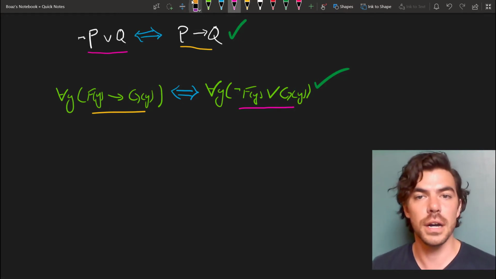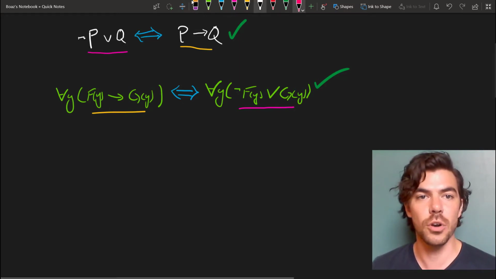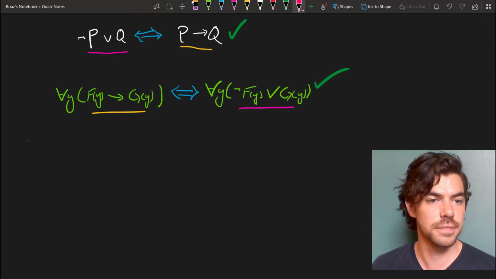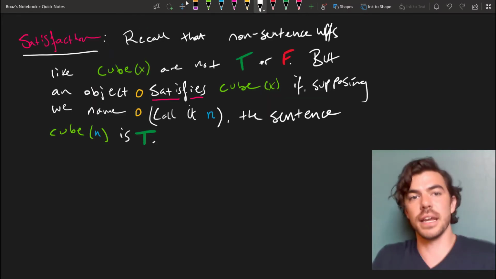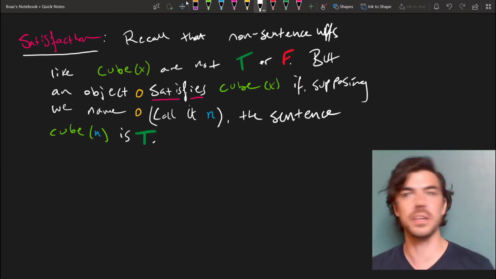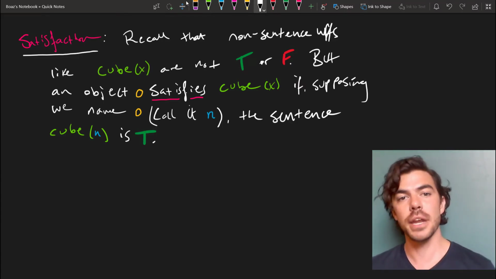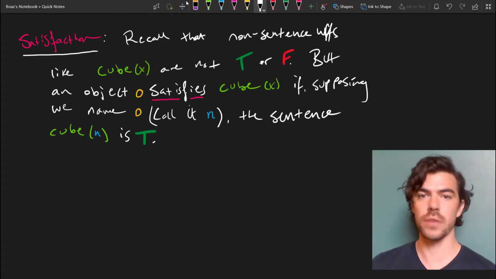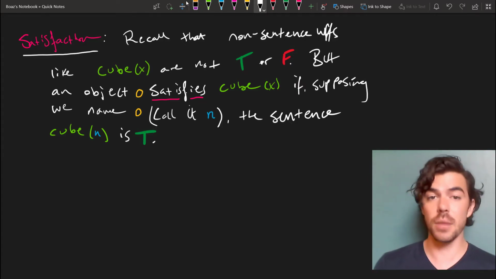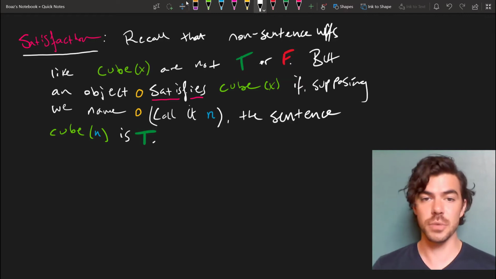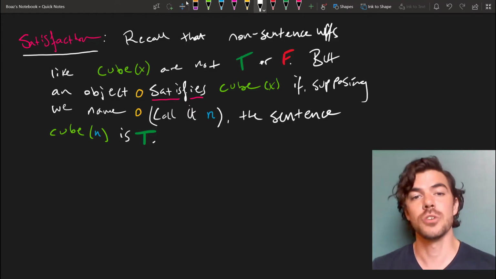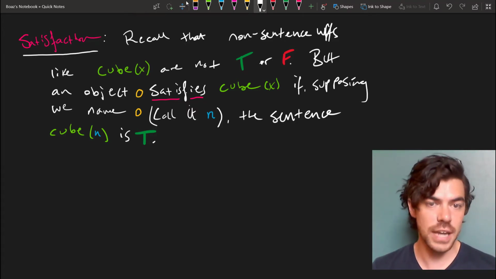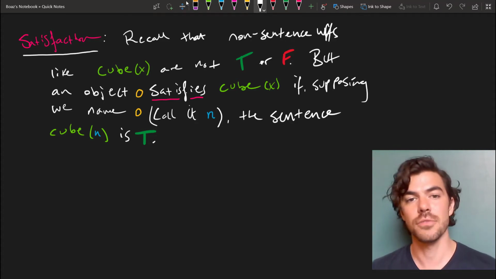In order to address this, we need to return to our earlier notion of satisfaction. So recall that non-sentence wffs like cube x are not true or false because they're not really about anything. But an object can be said to satisfy a wff if, supposing we name that object, we apply a new constant to it, call it n for name, or you could do c for constant, then the sentence cube n is true.